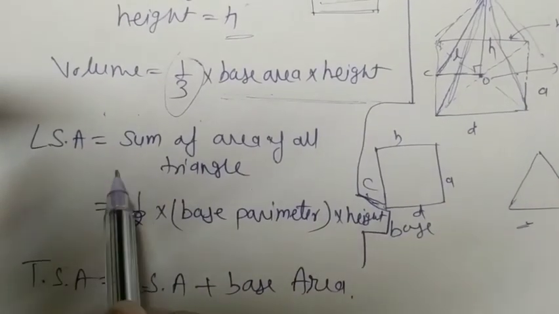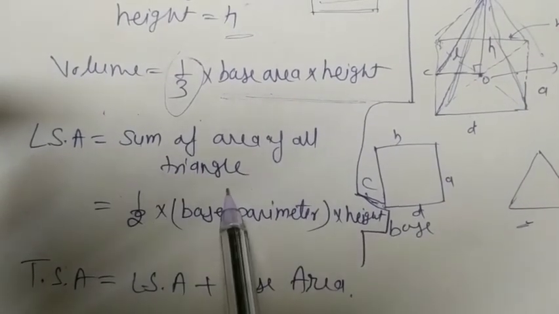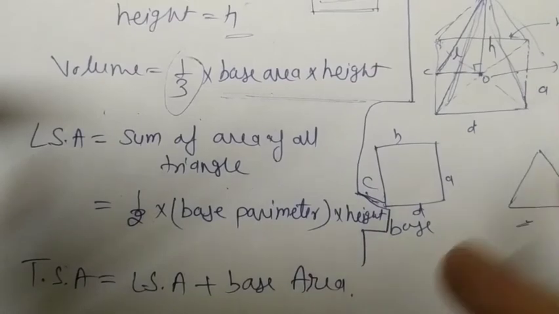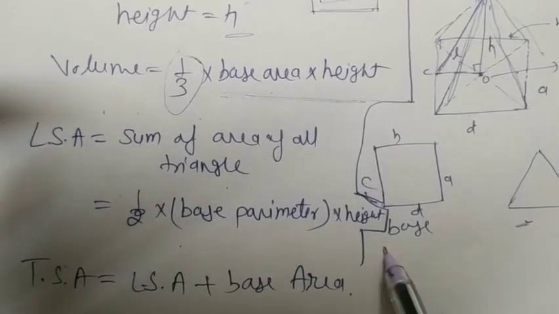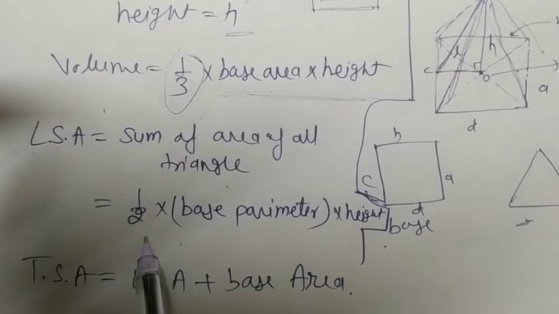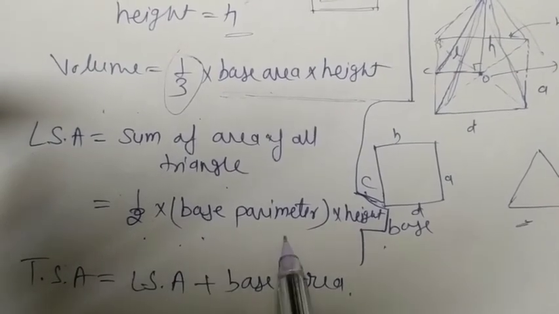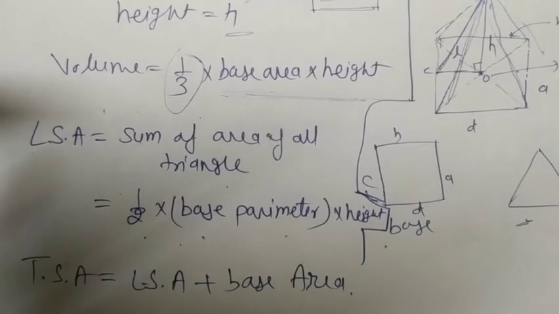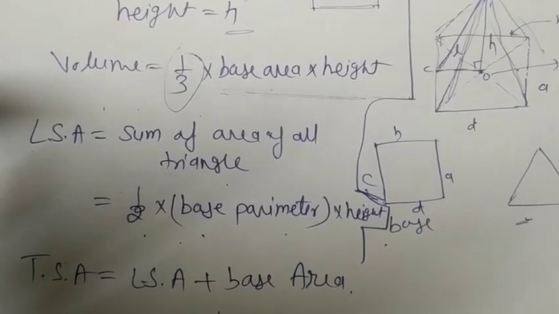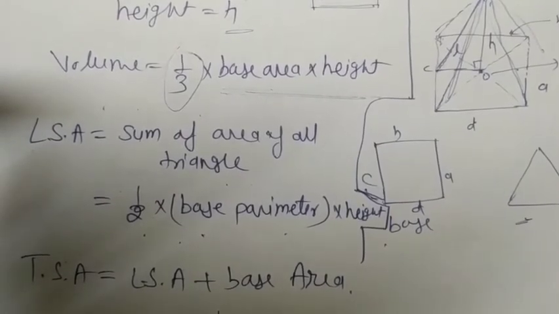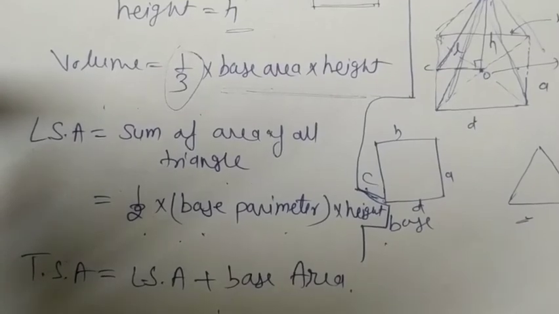Now lateral surface area, the sum of the area of all the triangles, all 4 triangles. That will be, again taking the height common, we will reach to the half of the base perimeter into height. And total surface area will be the lateral surface area plus the base area. Okay, so now we will do some basic questions using all these 2D figures and 3D solids.